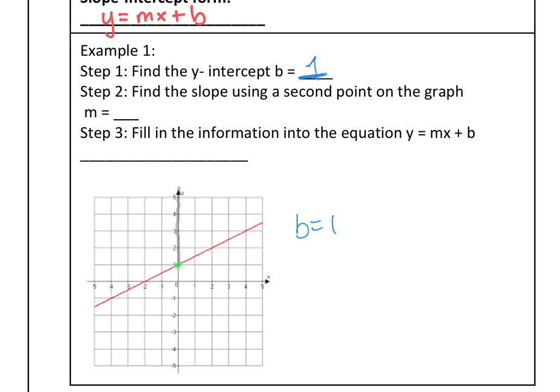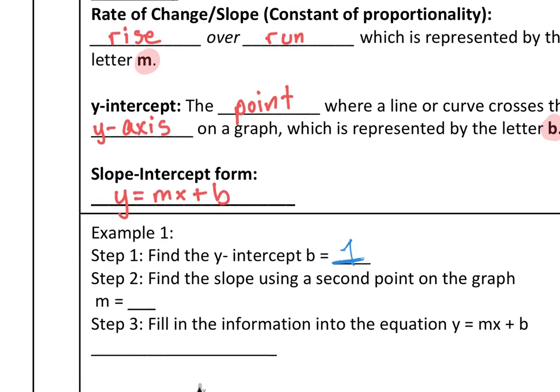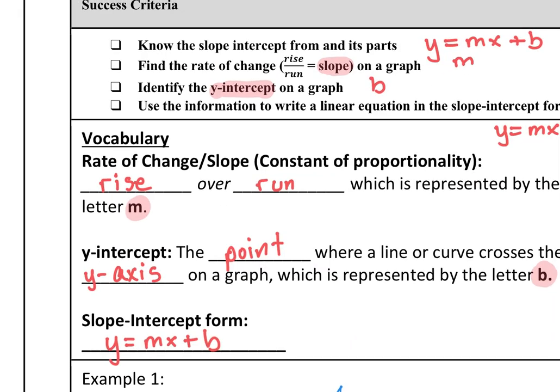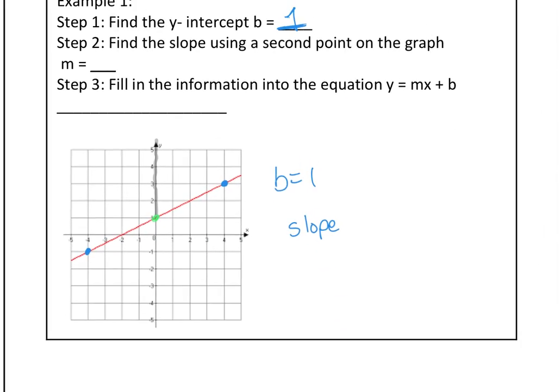Step 2, find the slope using the second point on the graph. So remember when we were finding slope, we needed 2 points. So look, we have 1 point already. Now we need a second point. Let's see. All right, I got it. We can use this one or this one. Okay, and remember how we find slope? Slope equals, it's up here in our vocab. Yeah, that's right. Rise over run.